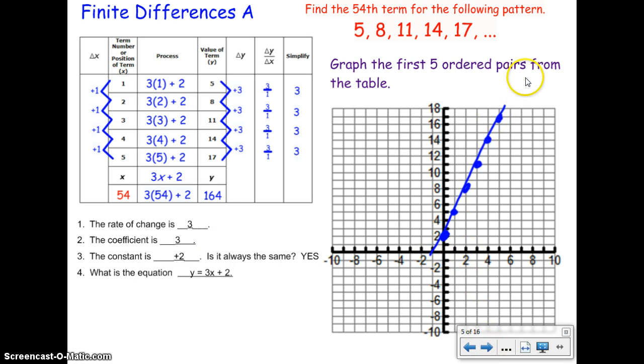We can put our points on a graph. We notice that the graph is linear. We know it does not go through the origin, and it has a positive rate of change because as we move across the graph from left to right, the y values are getting larger. My rate of change is 3. My coefficient is 3. Your coefficient is the rate of change. The constant is plus 2, and it's always the same for each row of the table. Our equation is y equals 3x plus 2.